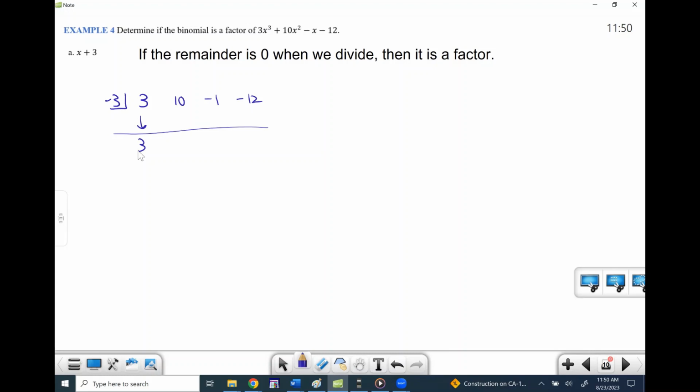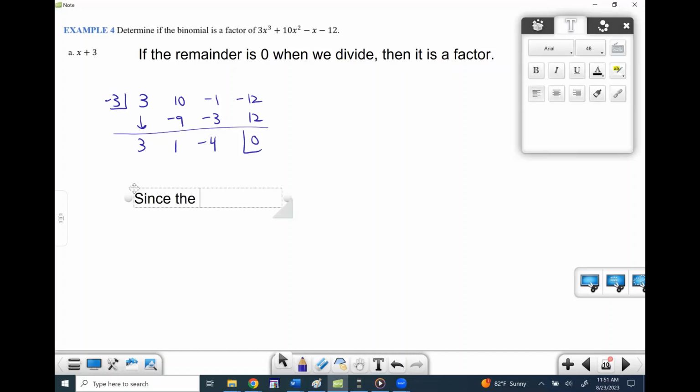Multiply, add, multiply, add, multiply, add. So we're going to multiply to get -9. We're going to add to get 1. We're going to multiply to get -3. We're going to add to get -4. We're going to multiply to get 12. We're going to add to get remainder 0. So our conclusion is, since the remainder was 0, x plus 3 is a factor of the polynomial.